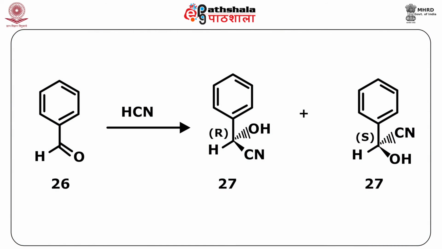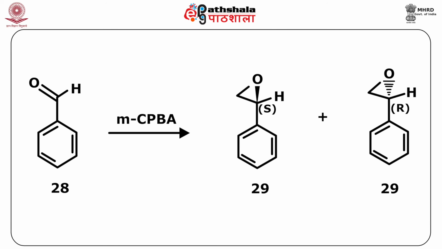The addition of HCN to benzaldehyde by the front face and the rear face of the carbonyl, that is a double bond, gives a pair of enantiomers of cyanohydrins. The faces of the carbonyl group in benzaldehyde are enantiotopic because addition of HCN on the two faces of the carbonyl group gives the same product as enantiomers.